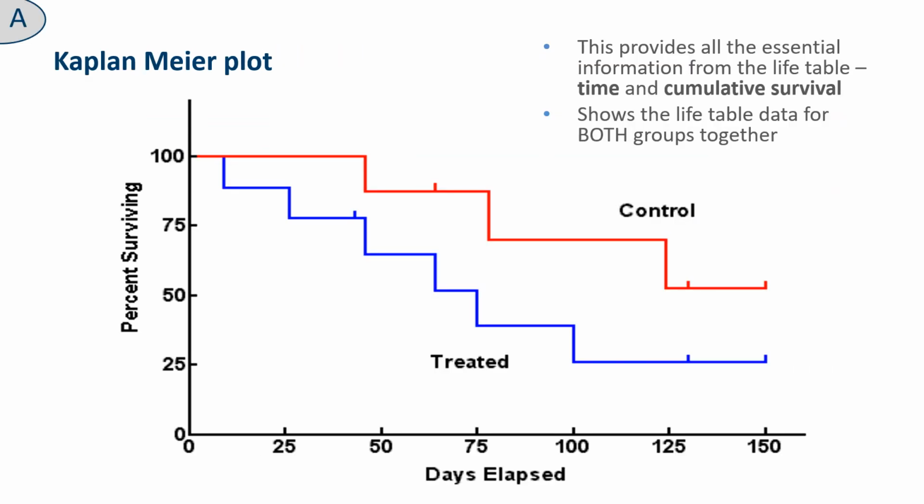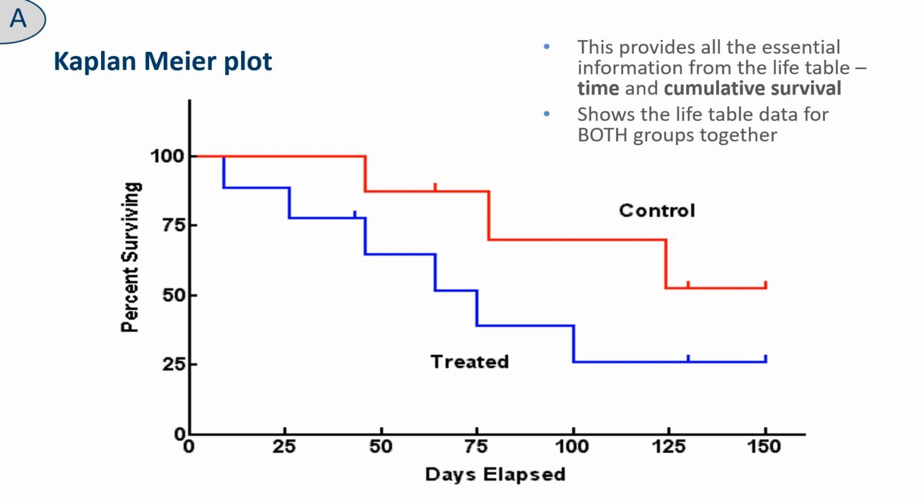So remember, we had two columns there. We had the times, and we also had the cumulative survival. So we can actually plot the cumulative survival on the y-axis, percent surviving, and the time on the x-axis. And then you can take the data from both of the life tables. So remember, we have two life tables, one for aspirin, one for paracetamol, or we can call them treated and control, and you can plot them together on the same graph. This is where the data come together.